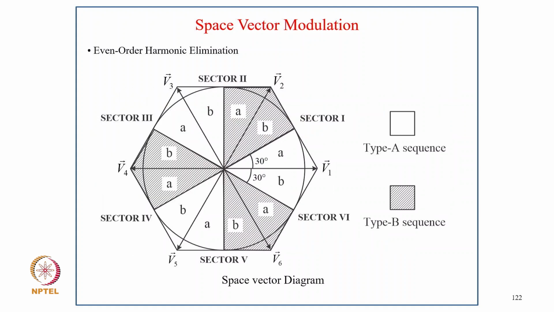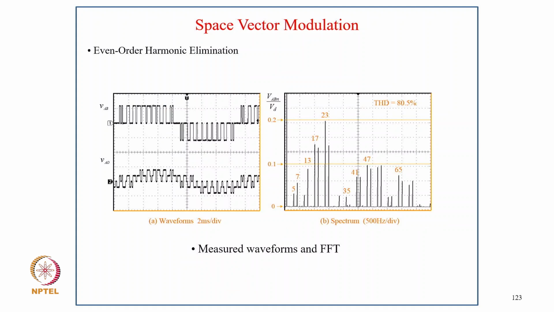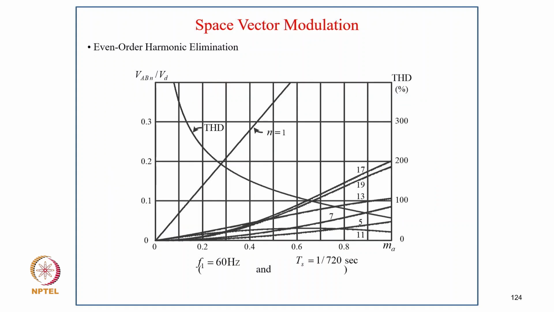So you can just see the even order harmonics are eliminated. I will do type A sequence, type B sequence in the space vector diagrams. So here is the measured waveform and FFT. Here the line voltage THD is 80.5%, and here the line voltage THD normalized goes typically with the modulation index for 60 Hz and Ts equal to 1/2.